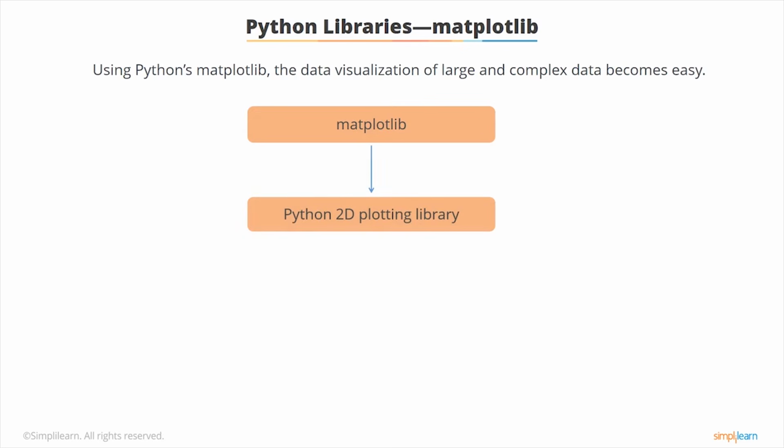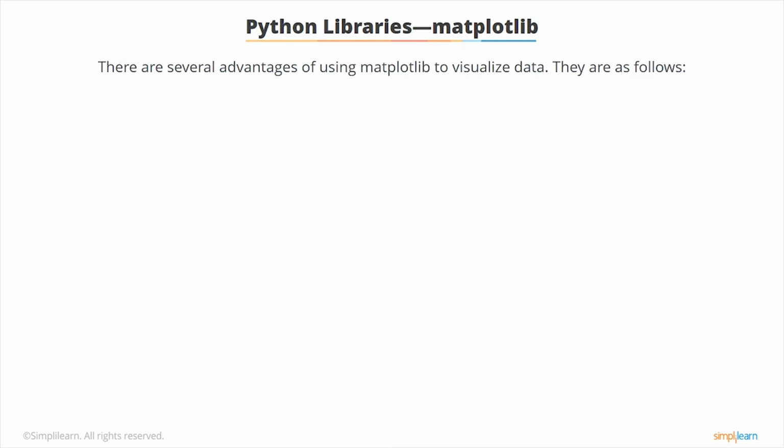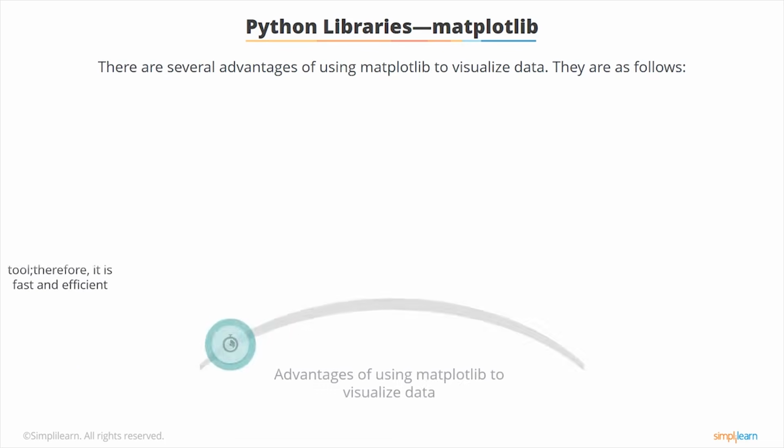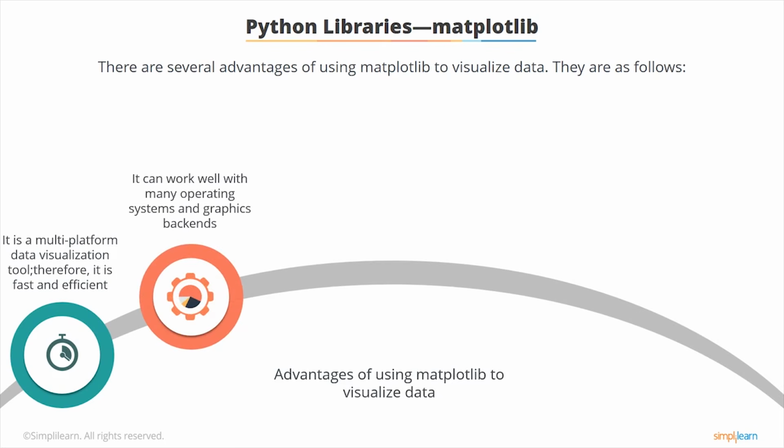Matplotlib is a Python two-dimensional plotting library for data visualization and creating interactive graphics or plots. Using Python's Matplotlib, the data visualization of large and complex data becomes easy. There are several advantages of using Matplotlib to visualize data. They are as follows. It's a multi-platform data visualization tool built on the NumPy and SciPy framework. Therefore, it's fast and efficient. It possesses the ability to work well with many operating systems and graphic backends.